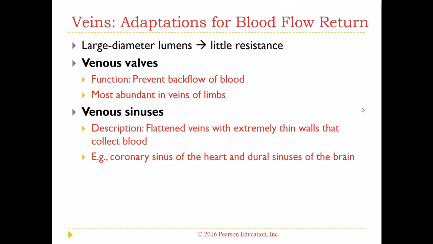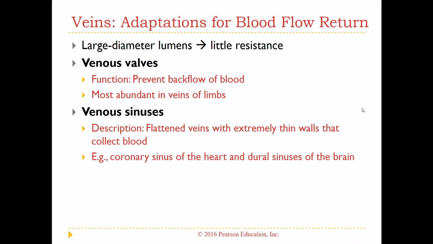Because veins are large diameter and low pressure, they have very, very little resistance in them, and so they have a couple of adaptations that the arterial system doesn't have. One of these is what we call the venous valves. Just like the valves in the heart, the venous valves prevent backflow of blood. They ensure that blood is moving in one direction. They are present in pretty much all of your veins, but are most abundant in the veins that we find in our limbs, so that the blood can get back up to the heart.